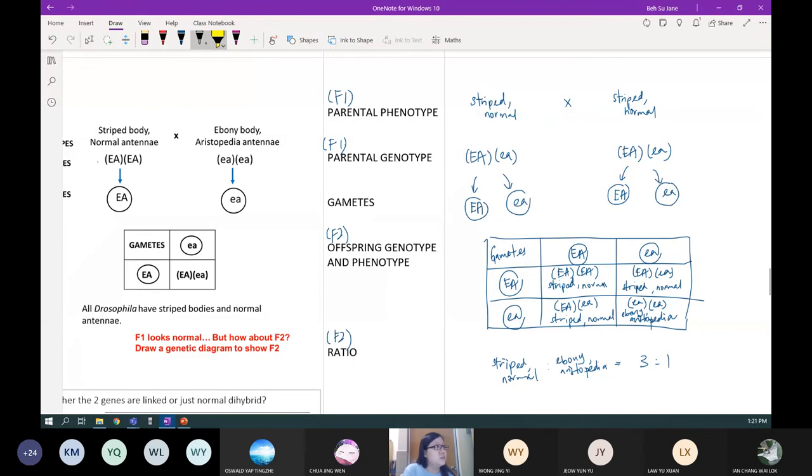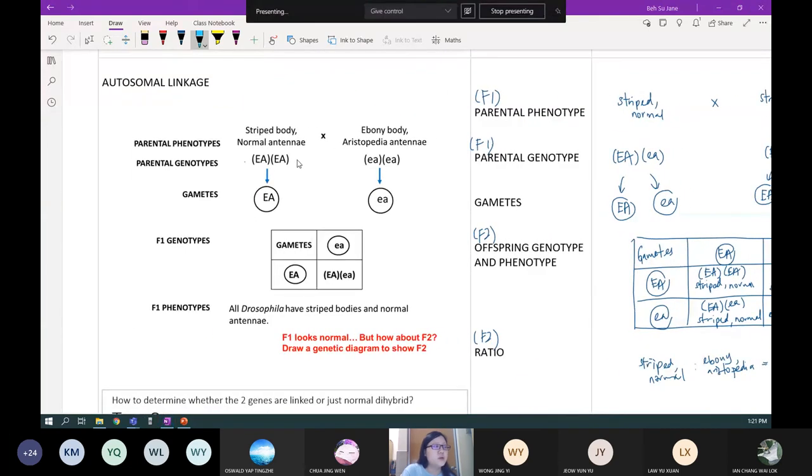Let me choose a different blue, so it's not so confusing. On this side, the first diagram, what we're representing is actually this. Let's assume this individual has E and A on the same chromosome. On this one, small e and small a are on the same chromosome. This offspring inherits one chromosome from the dad and one from the mom, one from each parent, essentially. So the person inherits one blue chromosome with big E and big A, and one red chromosome with small e and small a. It doesn't separate.